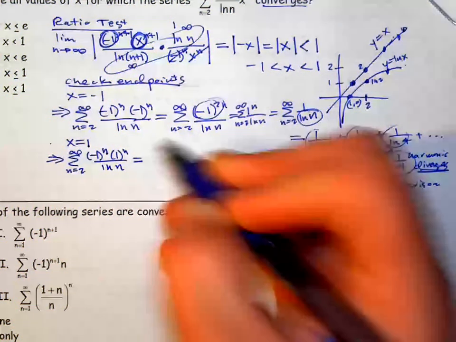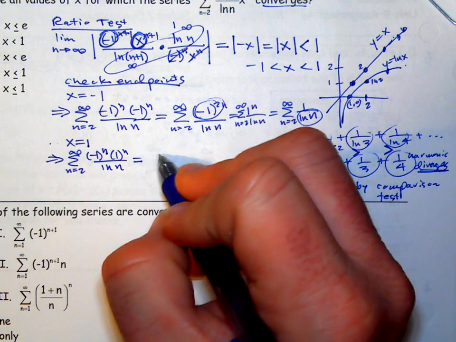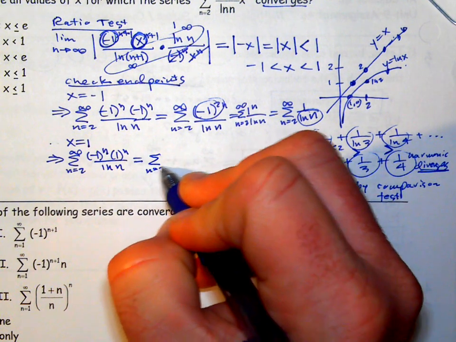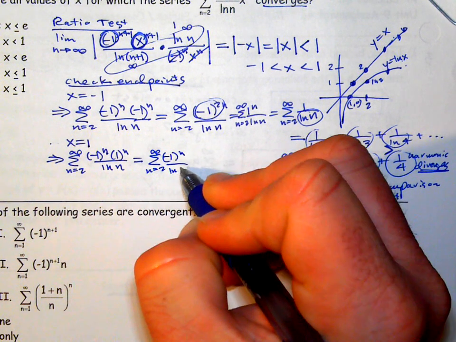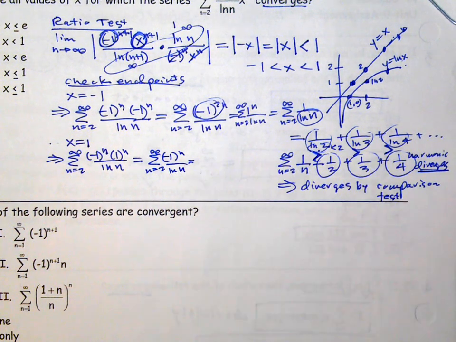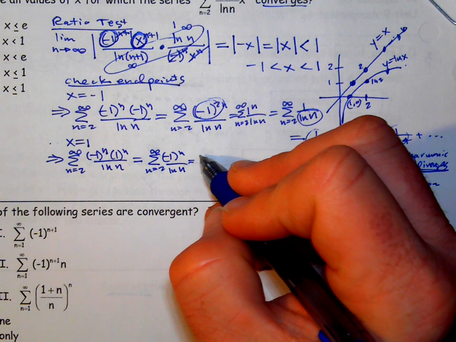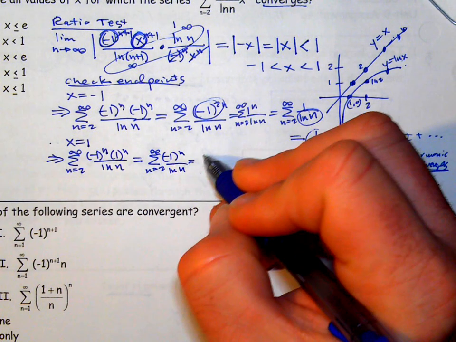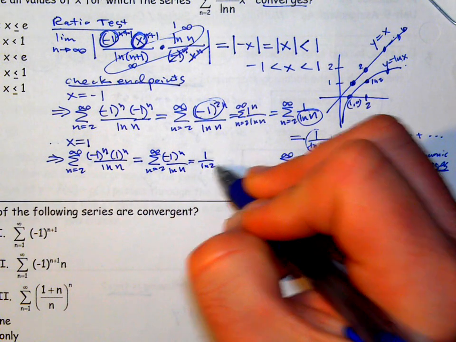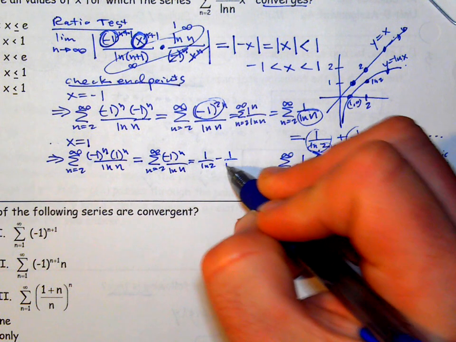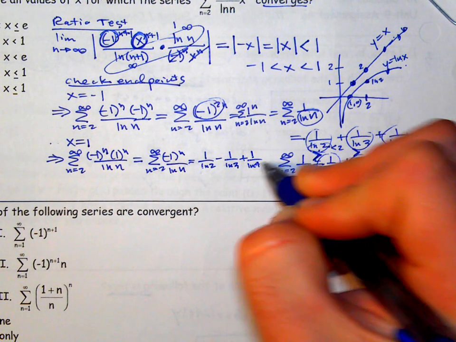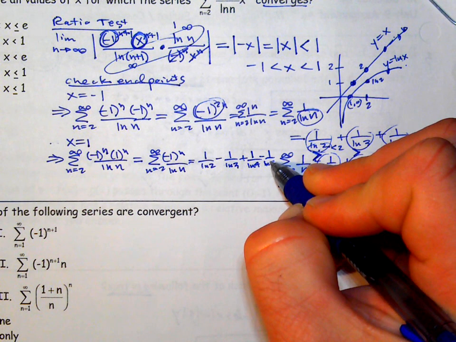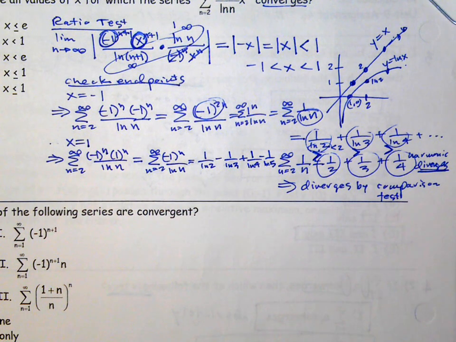So we plug x equals 1 in for the x value. And this one, when n equals 2, would be positive 1 over natural log of 2 minus 1 over natural log of 3 plus 1 over natural log of 4 minus 1 over natural log of 5. So this is an alternating series.